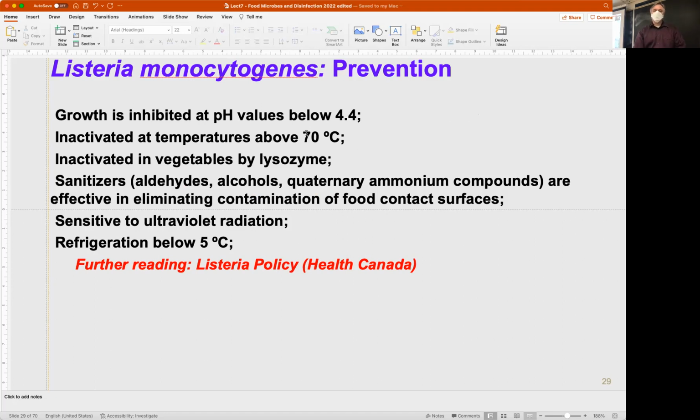If you lower the pH of your food to below 4.4, acidify your food somehow, lemon, lime, vinegar. If you heat your food above 70 degrees Celsius, so you know how they say chicken is done if it reaches a certain temperature, chicken, turkey, beef, cook it to a well done temperature.